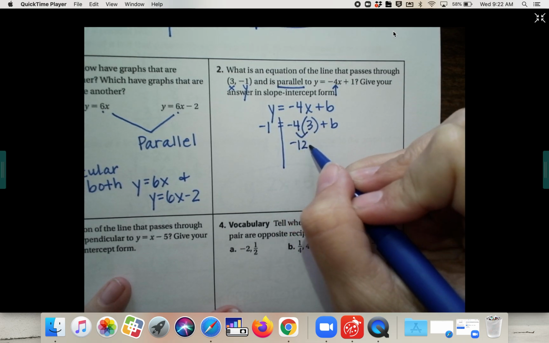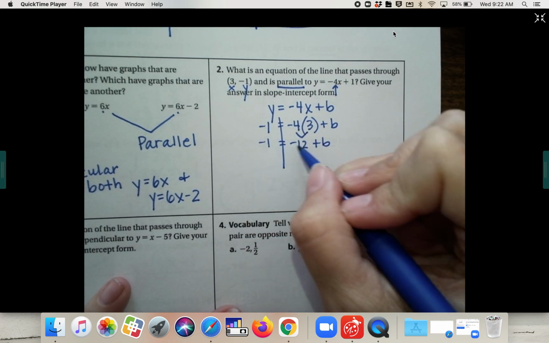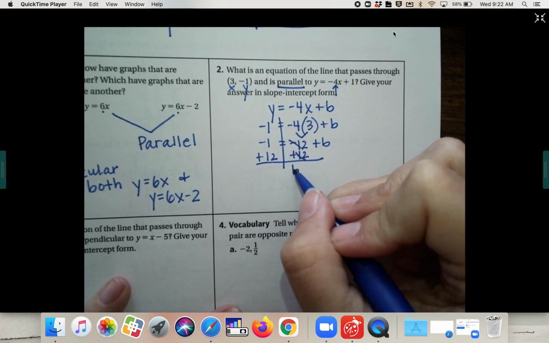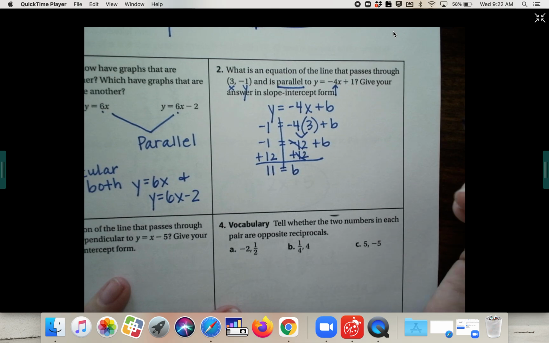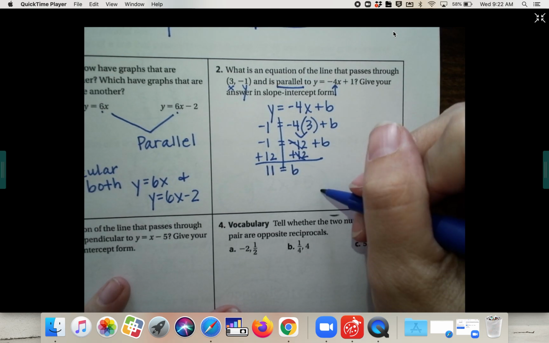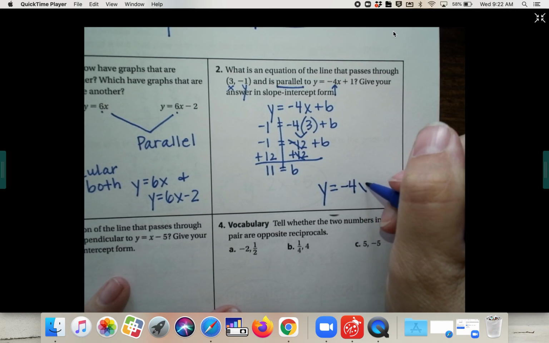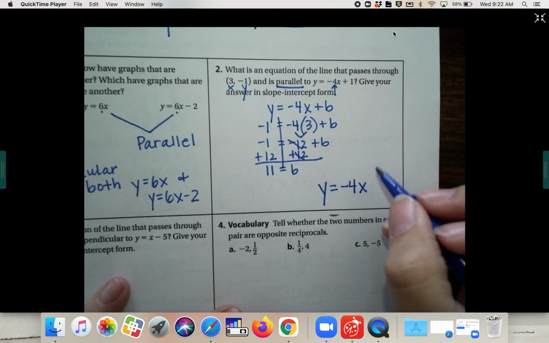That would be negative 12. So therefore I would add 12 to both sides. And b would be equal to 11. So the entire answer is going to be y equals same slope, which was negative 4, x, don't forget your x, plus our new b, which is 11.